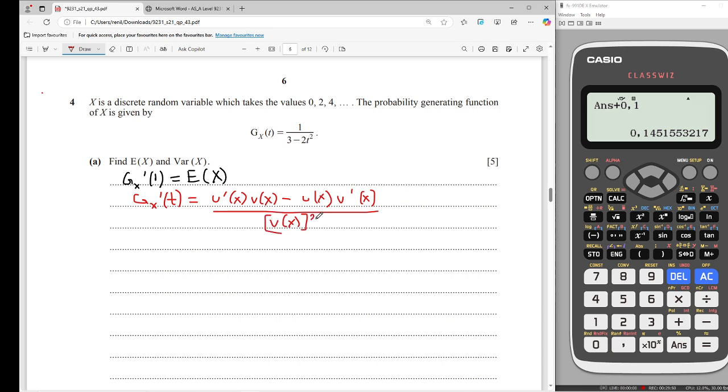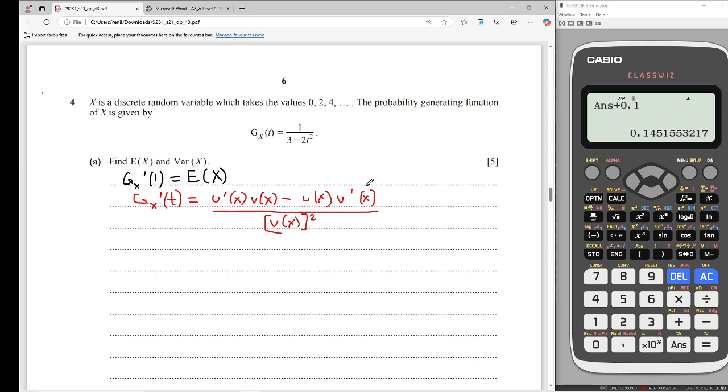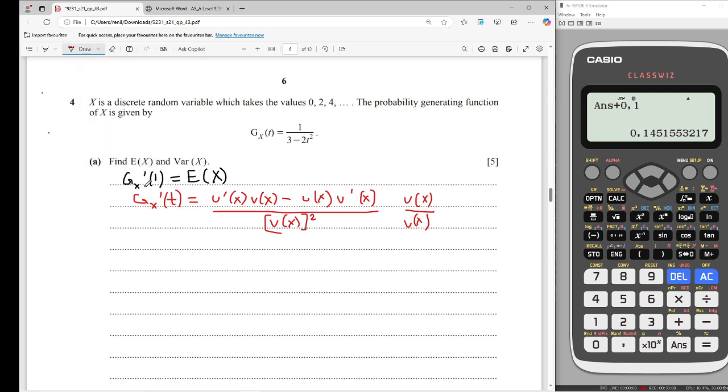This is how you differentiate a fraction. We could use the normal laws of differentiation, but this is just a possibility on how to do it. So we have here our numerator as u of x and our denominator as v of x. So when you plug in this formula, you get u dash of x, which is the differentiate of 1, which is 0. Multiply this with v of x, which is 3 minus 2t squared, minus this with 1, multiply this with, let's put this in brackets, the differentiate of 3 minus 2t squared, which is negative 4t.